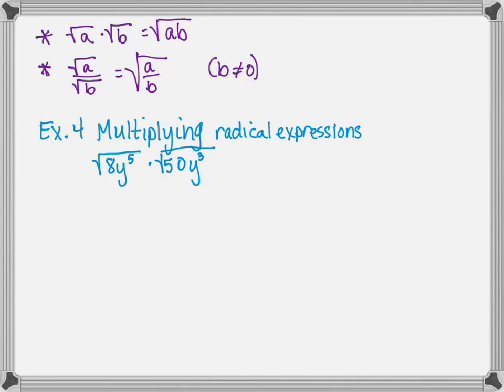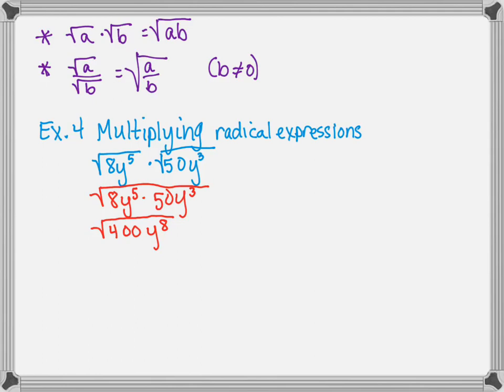So let's say we have the square root of 8y to the fifth times the square root of 50y cubed. Let's use that first property that we stated above and combine them under one radical. So the square root of 8y to the fifth times 50y cubed, we can simplify that. 8 times 50 is 400. Y to the fifth times y cubed, our exponent laws say we add our exponents, so I have y to the eighth. So 400y to the eighth is underneath our square root.